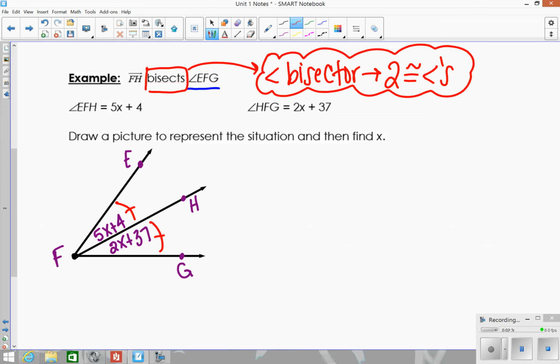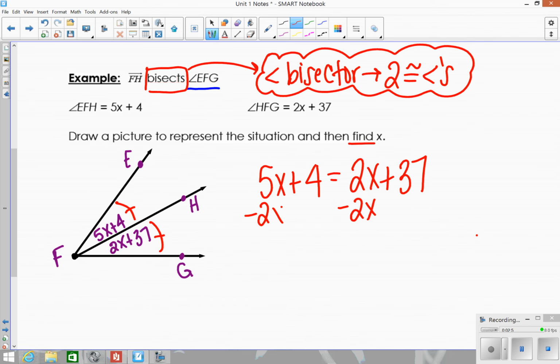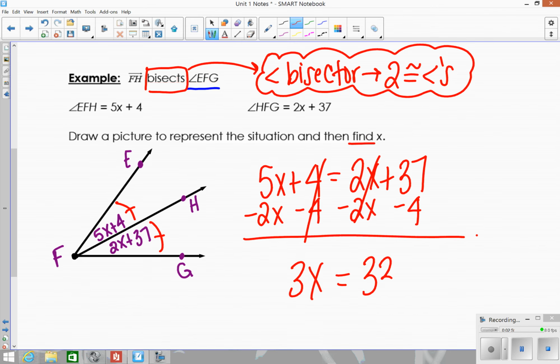So if I'm trying to find x, I need to set up an equation. My setup's going to be to set them equal to each other. Since it's a bisector, it means the two parts are equal. So I set them equal, and now I just solve for x. I can bring the 2x over, bring the 4 over to the other side. So cross those off, and I get 3x equals 33. Divide by 3 on both sides, so I get x equals 11. And that's it. I don't have to go any further because it just says to find x.